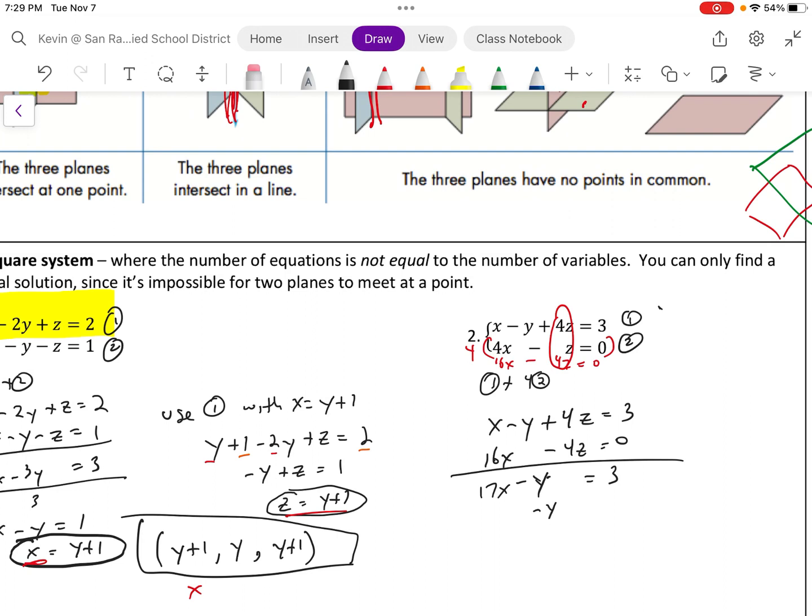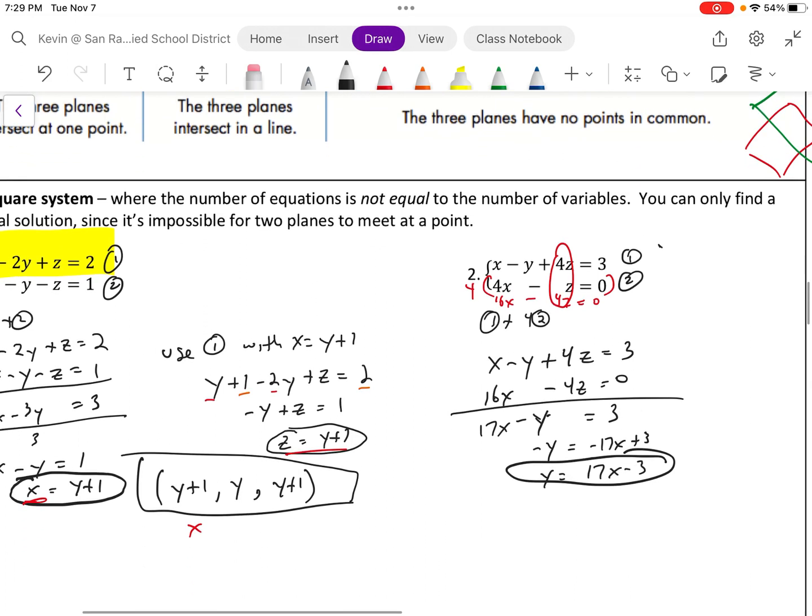So let's see, negative y equals negative 17x plus 3. But I don't want negative y, I need y. So y equals 17x minus 3. Right, which means I now need to use one of my equations. I need to plug this value into y. Let me clean this up so we can see again.